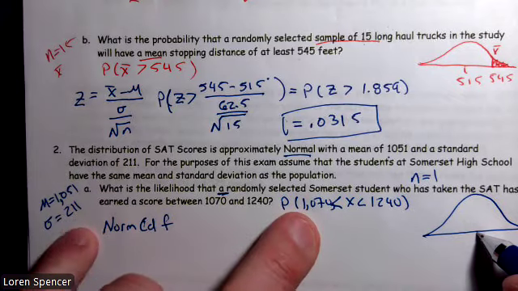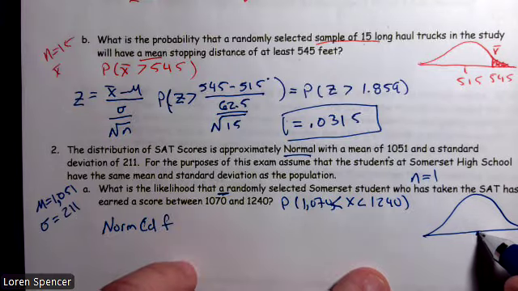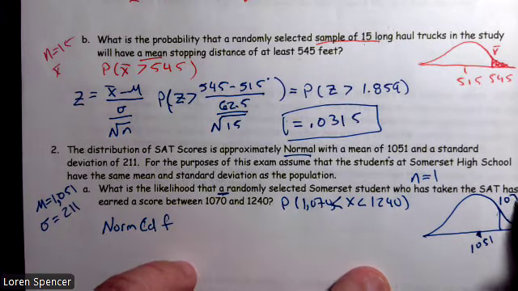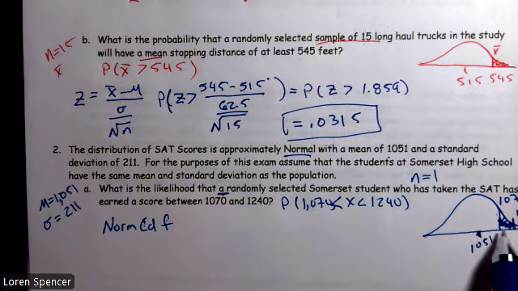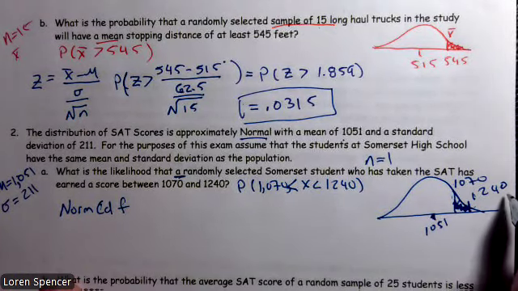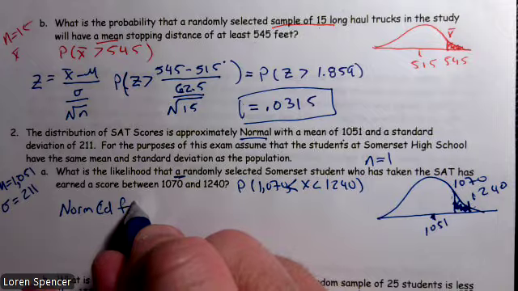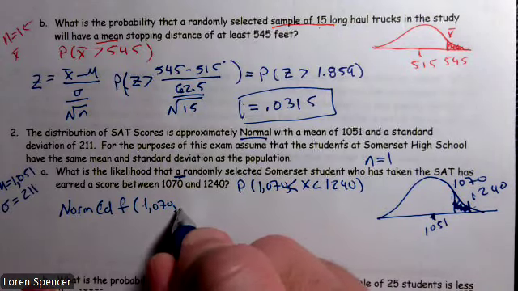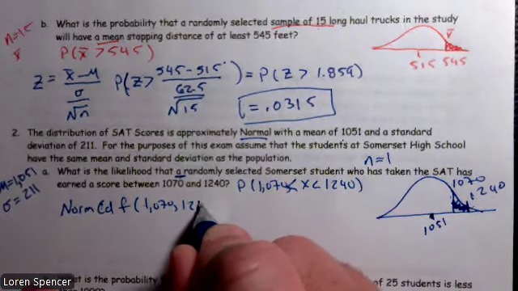We have a mean of 1051. We have a 1070 above it. And we have a 1240 here. So I'm looking for that area right there. Both of them happen to be above the mean, because 1070 is above the mean and 1240 is above the mean. Normal CDF, lower bound 1070, upper bound 1240.